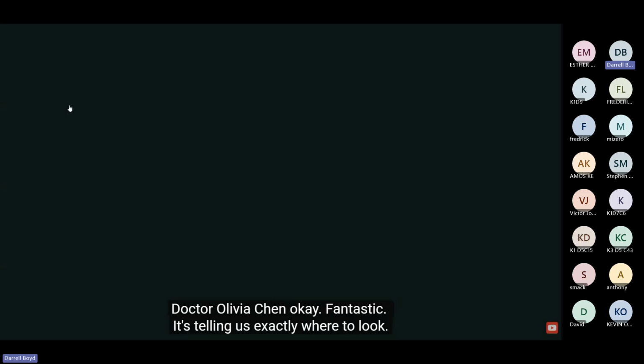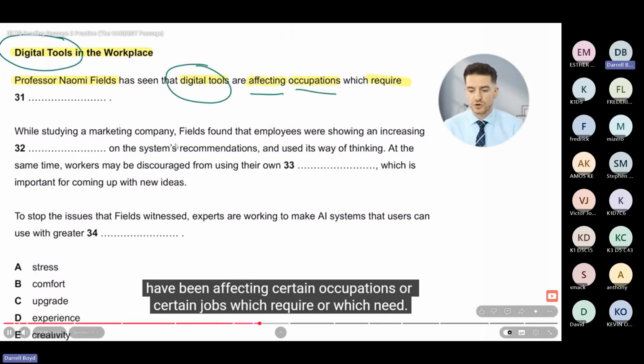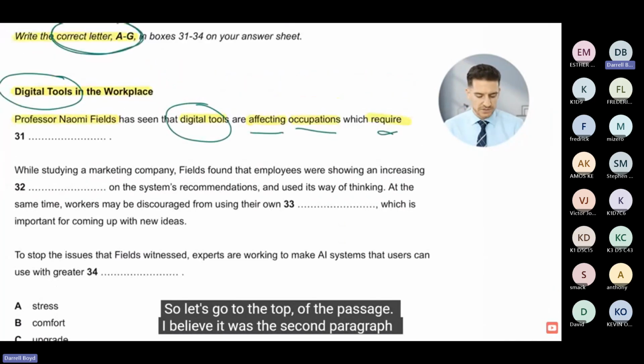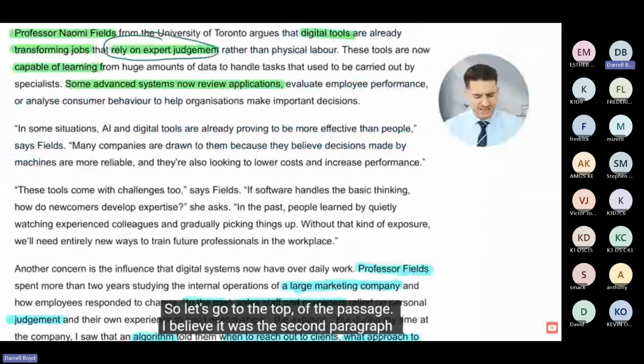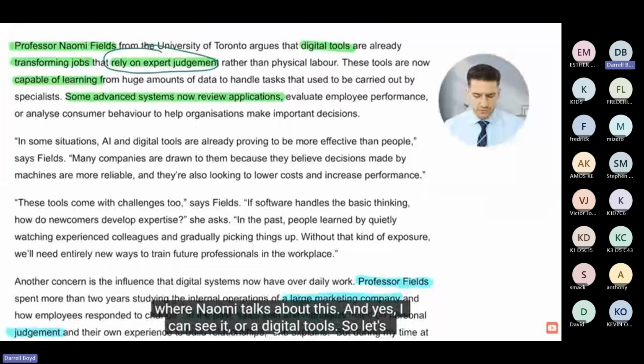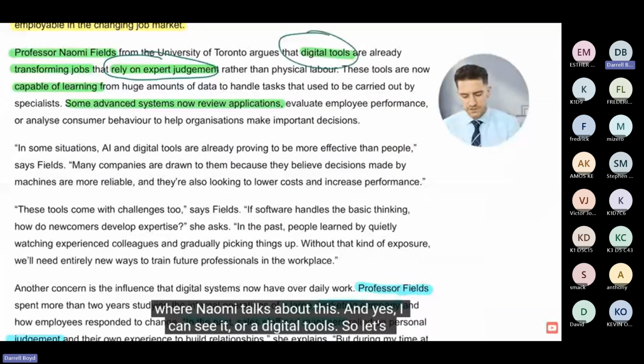So Professor Naomi Fields has seen that digital tools are affecting occupations which require... So in the text, we're going to be looking for digital tools, of course, and we're going to be looking for how they have been affecting certain occupations or certain jobs which require or which need. So let's go to the top of the passage. I believe it was the second paragraph where Naomi talks about this. And yes, I can see it already.